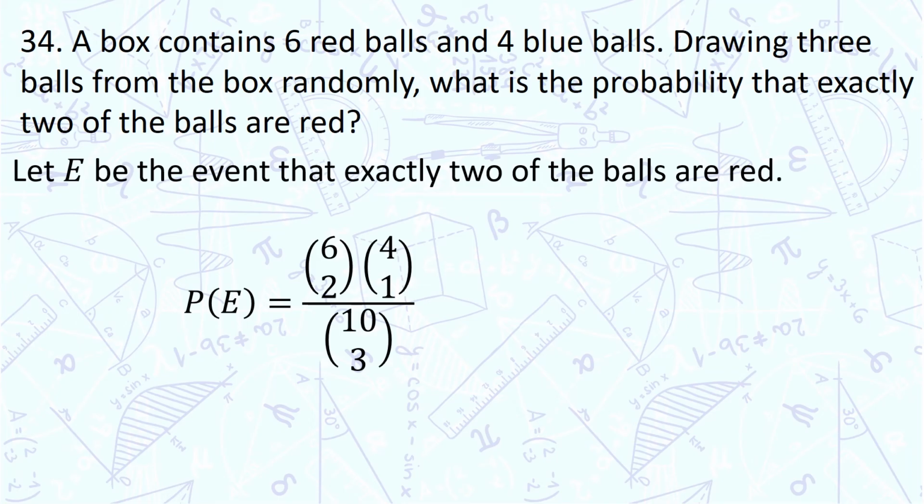6 choose 2 because from the 6 red balls, the balls must have exactly 2 red balls. 6 choose 2 is 15, 4 choose 1 is 4, and 10 choose 3 is 120. So we have 15 times 4 over 120. The probability is 1/2.